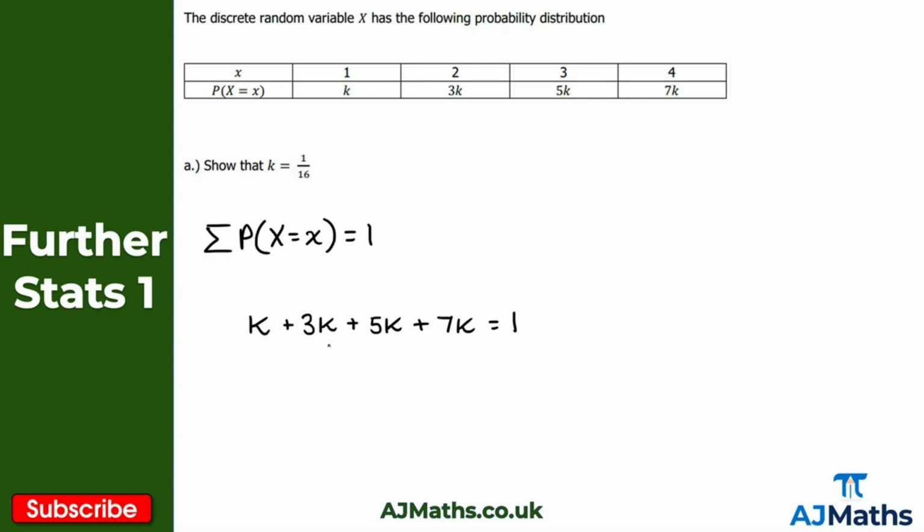All I need to do now is simplify the left-hand side. So that's 4k plus 5k is 9k, plus 7k gives me 16k, and this is equal to 1. Hopefully it's clear what we need to do now. We just divide by 16, so therefore k is equal to 1 over 16 as required. And there we have it. Like you can see, nothing too tricky.